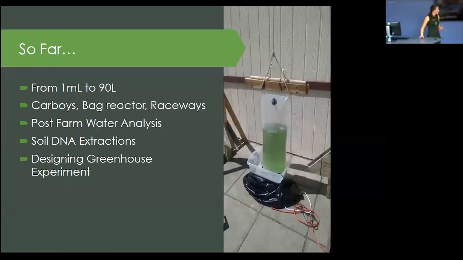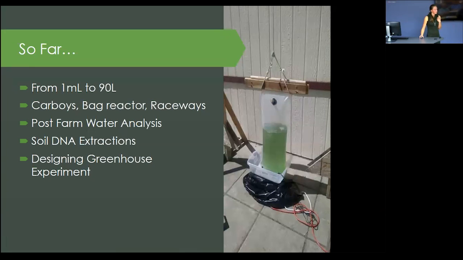So far, I just started here in June. We ordered a sample of Anabaena, and it came in a 1 milliliter slant on a little gel, so it's been a lot of growing that up. We have our 50 liter bag reactor growing out in the faculty courts. It's a lot thicker now. This was right in the beginning. As well as some carboys, we have a few 200 liter raceways in the plant growth center, so I'll be looking at growing in those as well.